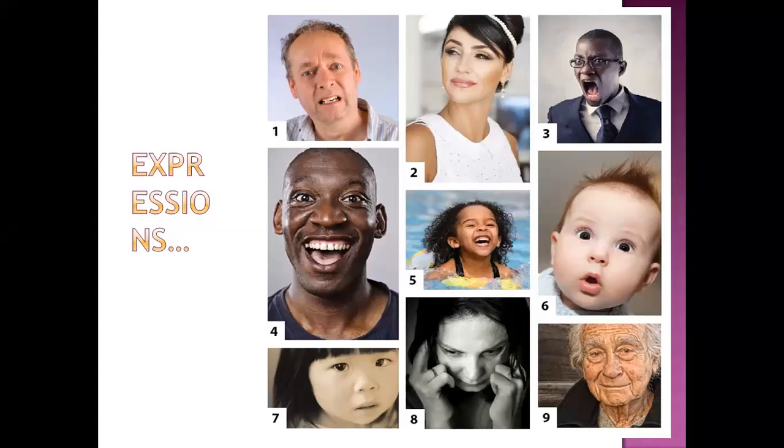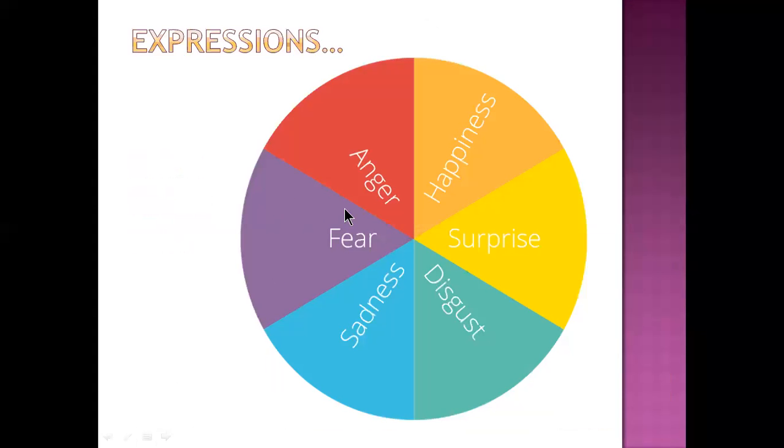You can give certain messages. You can show anger, you can show happiness, all these things you can show by the muscles of the face. So you can see so many different types of expression here. Now let us see. Expressions like happiness, surprise, disgust, sadness, fear, anger.